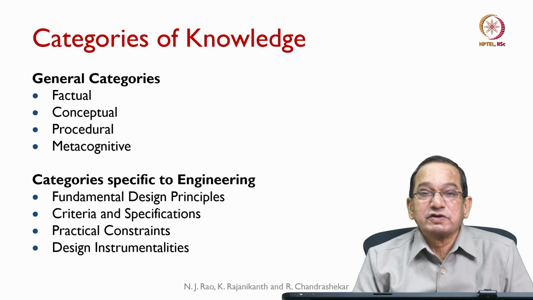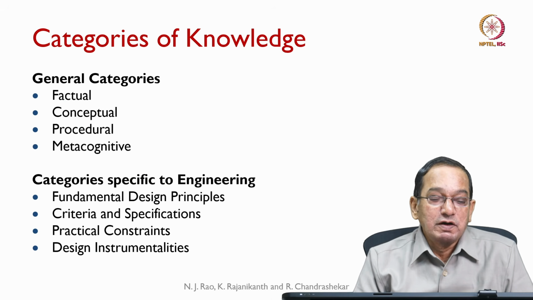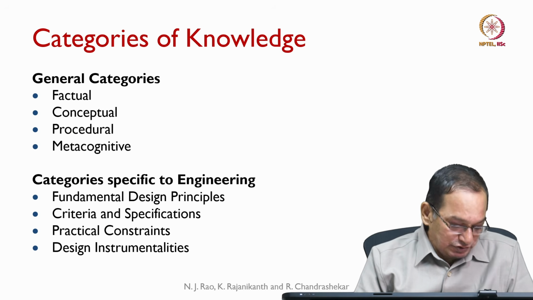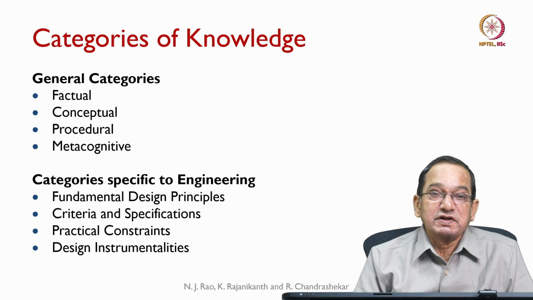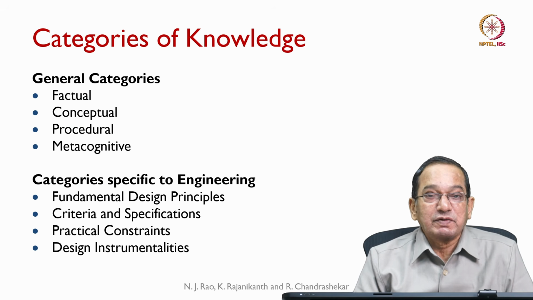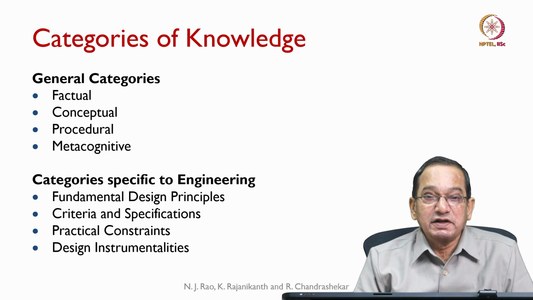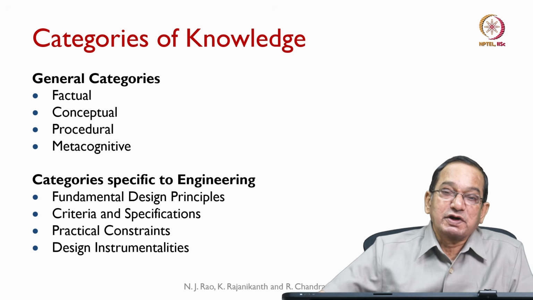Then the other dimension of the revised Bloom's taxonomy is categories of knowledge. We have four general categories in the revised Bloom's taxonomy, that is factual, conceptual, procedural, metacognitive. Then there are four more categories specific to engineering, and these have been derived, as mentioned in earlier courses, from Vincenti. The categories specific to engineering are fundamental design principles, criteria and specifications, practical constraints, design instrumentalities.